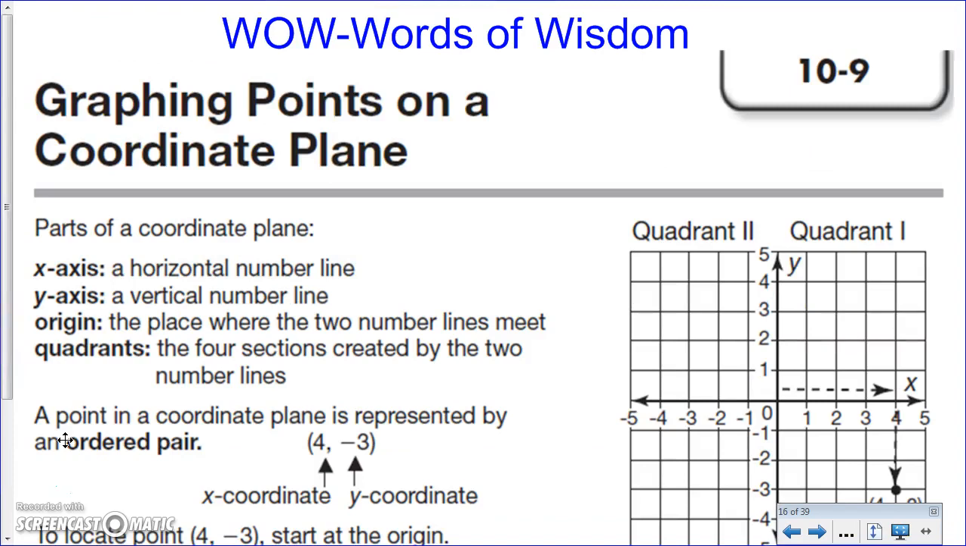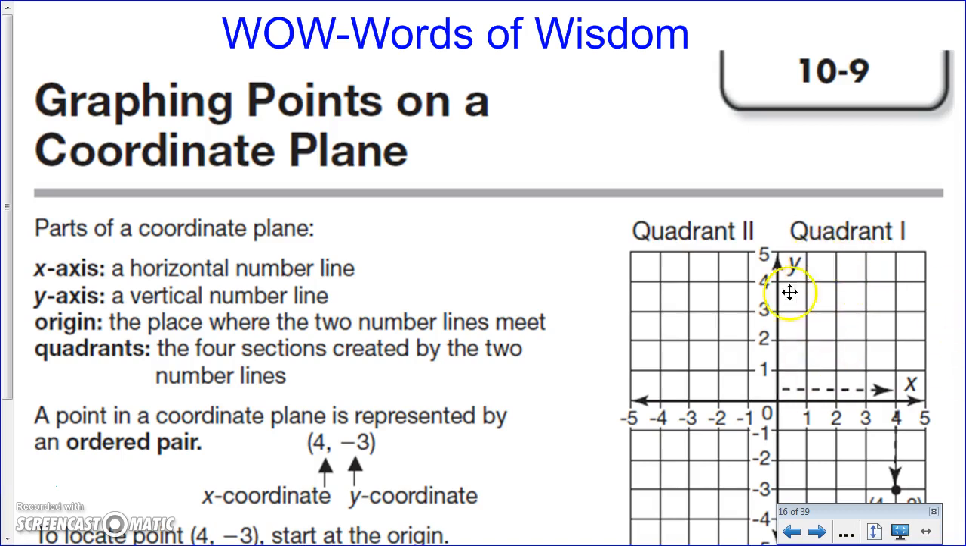Parts of the coordinate plane. The x-axis is the horizontal number line, marked here with the x. The y-axis is the vertical number line, marked here with the y. The origin is the place where the two numbers meet. The quadrants are the four sections created by the two numbers.